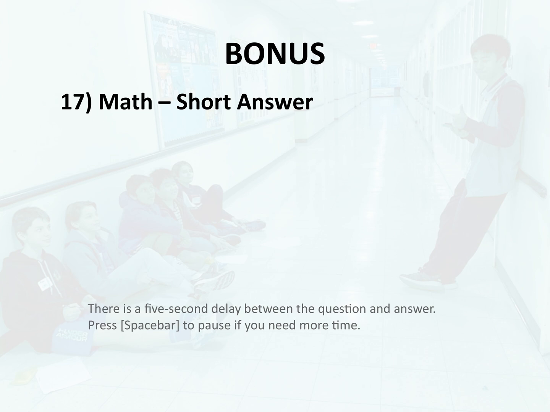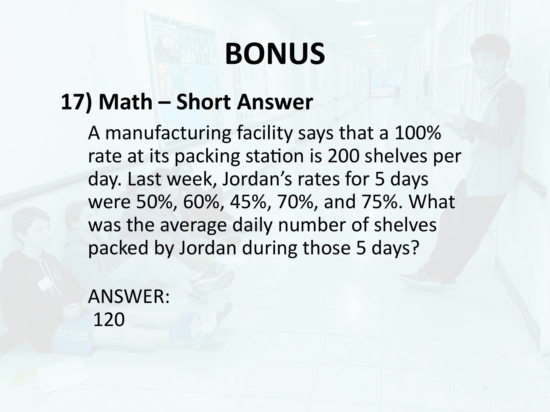Bonus 17. Math, short answer. A manufacturing facility says that a 100% rate at its packing station is 200 shelves per day. Last week, Jordan's rates for 5 days were 50%, 60%, 45%, 70%, and 75%. What was the average daily number of shelves packed by Jordan during those 5 days? Answer: 120.